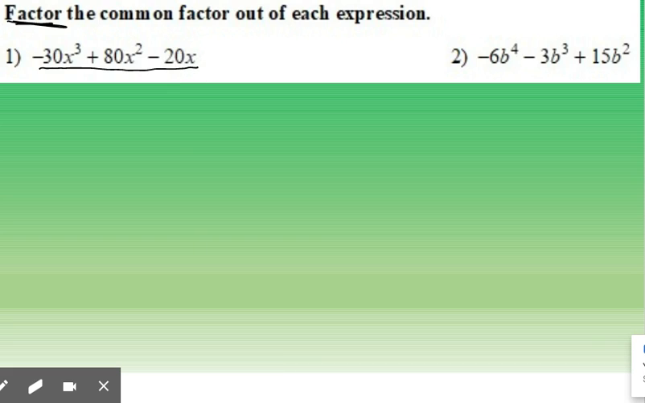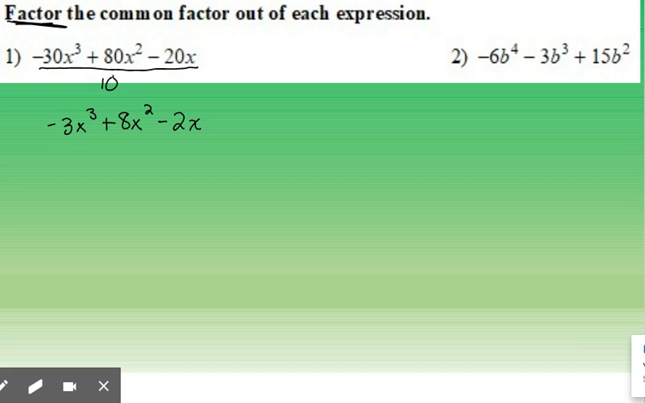And I look at that one, negative 30, 80, and negative 20. Now here's a little trick. They all end in 0, so I know I can divide all of these by 10. If I divide those all by 10, that's going to give me negative 3x to the third, 80 divided by 10 is 8x squared, and negative 20x divided by 10 is negative 2x.